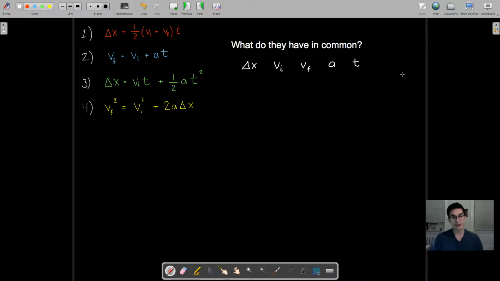And you also may notice that in each of these 4 equations, we're missing one variable. All of these equations have 4 variables in them, right? Each of these is missing a variable. The first equation is missing acceleration. The second equation is missing displacement. The third equation is missing final velocity. And the fourth equation is missing time, okay?